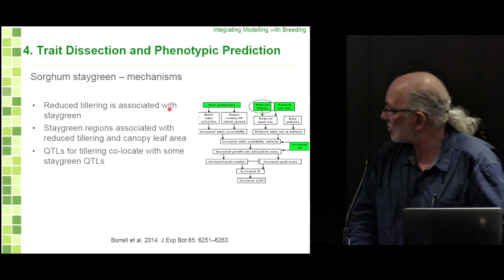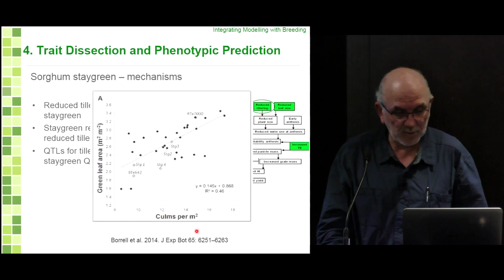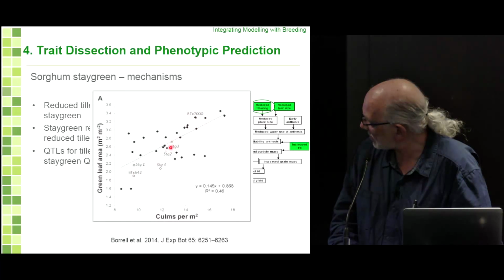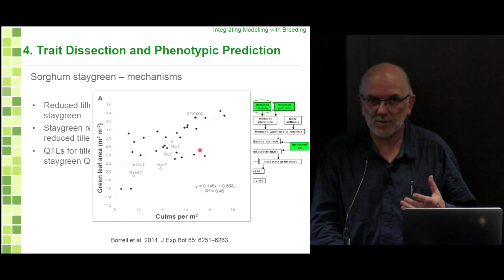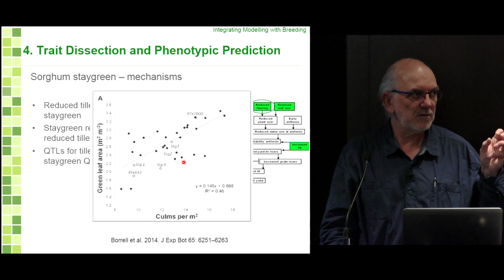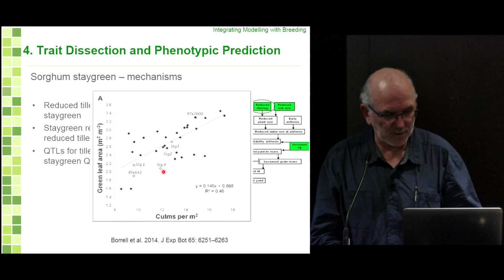So one of the things that we could see, reduced tillering is associated with stay green, and you could get co-location of QTLs for tillering with some of the stay green QTLs. Andy Borrell has published this recently. So here's your green leaf area, I think it's green leaf area at flowering, and culms per metre squared, and these are the different stay green. This is the senescent, and these are the introgressions of those QTLs. And so one of the things you get is just reduced tillering. It seems obvious: you just have less rapid growth of a canopy, saves itself a bit of water, but that lines up pretty nicely with the genetics.